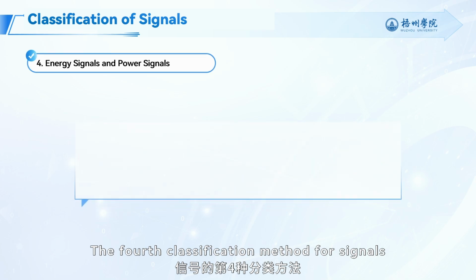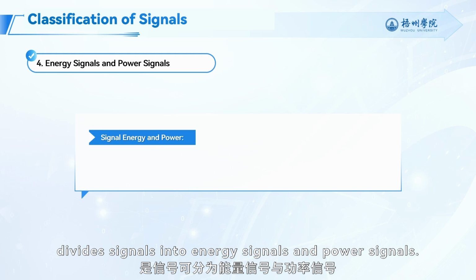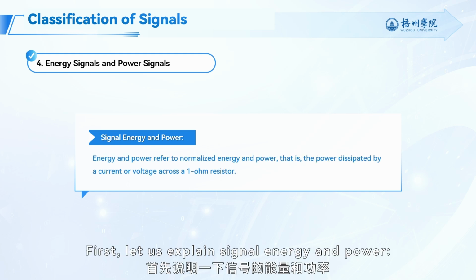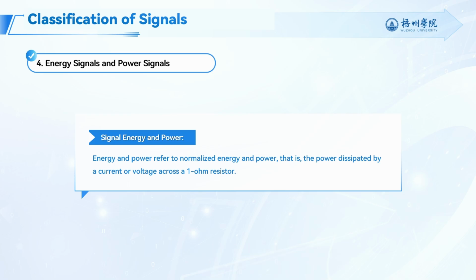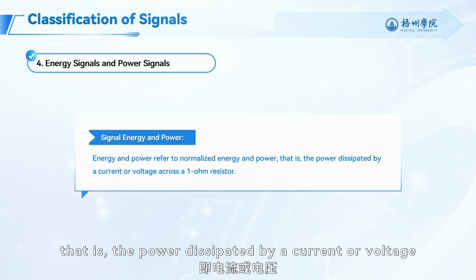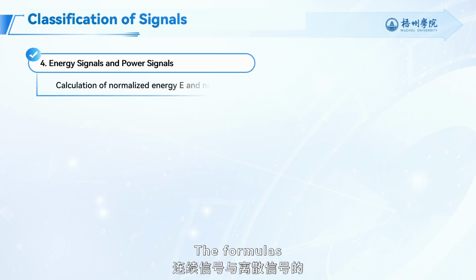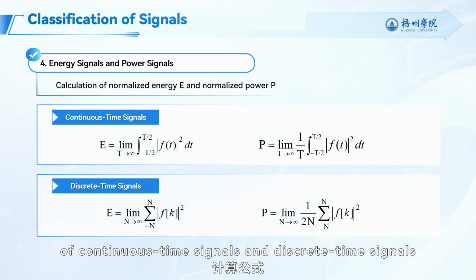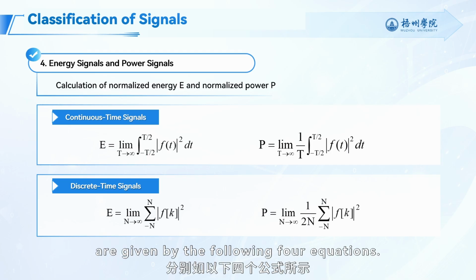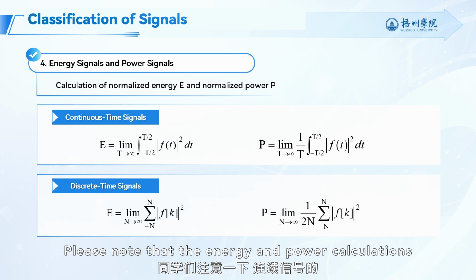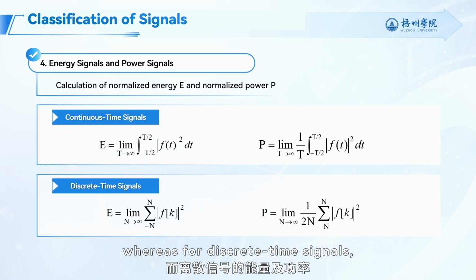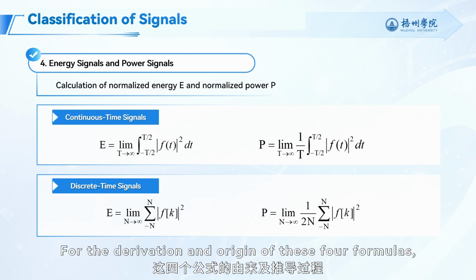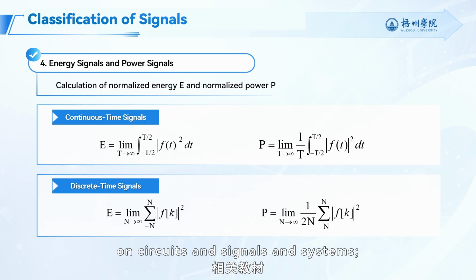The fourth classification method for signals divides signals into energy signals and power signals. First, let's explain signal energy and power. In this course, energy and power refer to normalized energy and power. That is, the power dissipated by current or voltage across a 1 ohm resistor. The formulas for calculating the normalized energy and power of continuous time signals and discrete time signals are given by the following 4 equations. Please note that the energy and power calculations for continuous time signals are performed using integrals, whereas for discrete time signals, they are performed using sums. For the derivation and origin of these 4 formulas, please refer to the relevant textbooks on circuits and signals and systems.